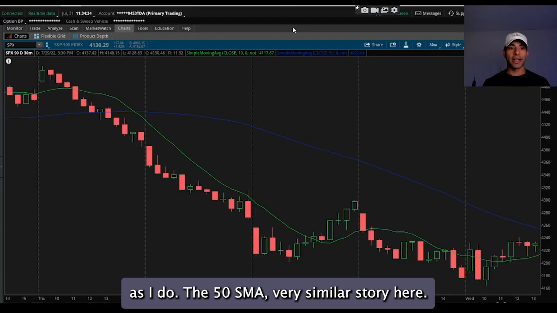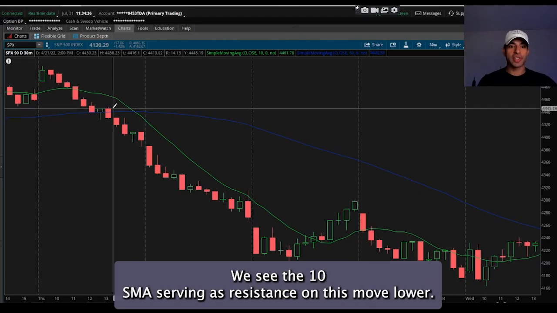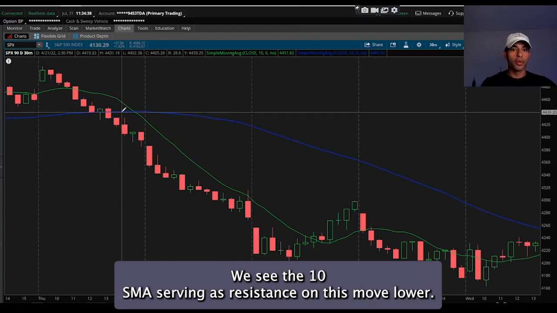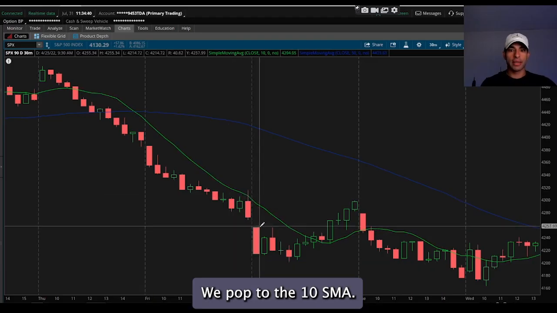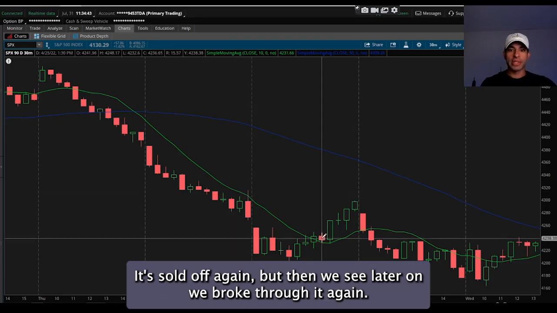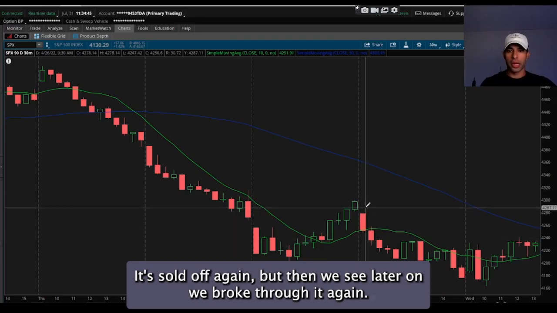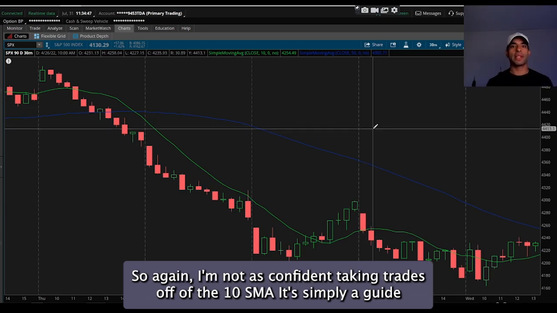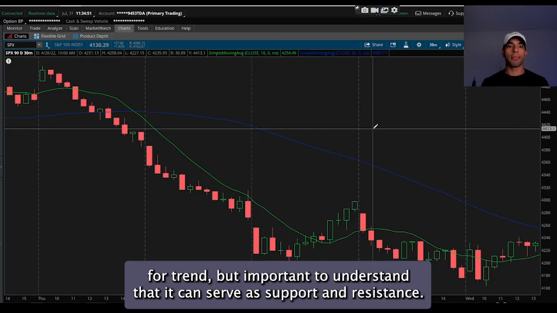Very similar story here. We see the 10 SMA serving as resistance. On this move lower, we popped to the 10 SMA and sold off again, but then we see how later on we broke through it, okay? So again, I'm not as confident taking trades off of the 10 SMA. It's simply a guide for trend, but important to understand that it can serve as support and resistance.